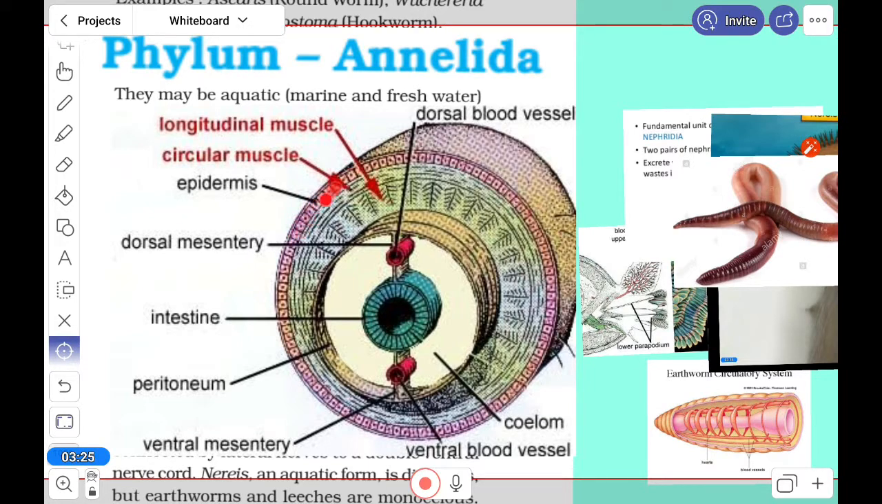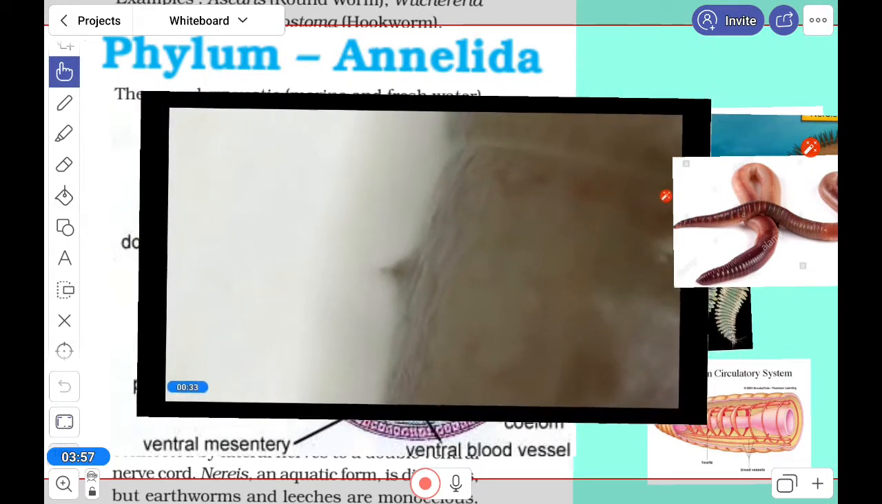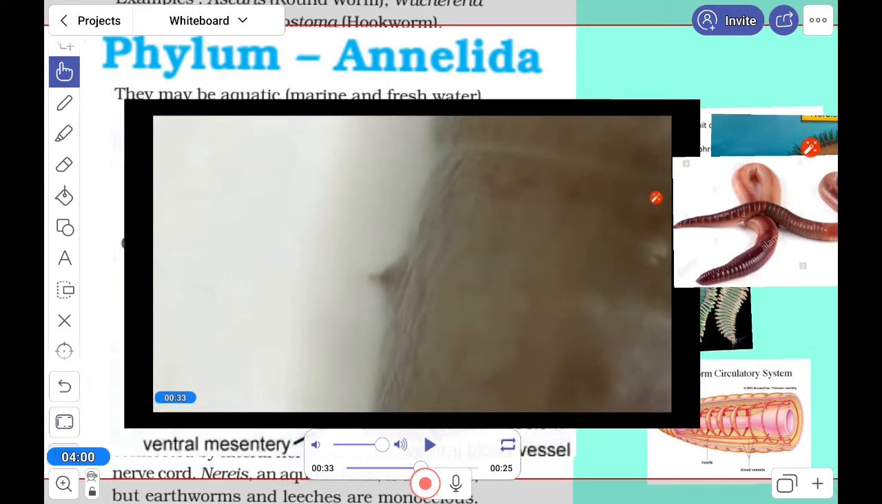So the epidermis with cuticle is the first layer. After that, you can see two different types of muscle. One is circular muscle, another is longitudinal muscle. Circular muscle helps in the contraction of the body, and longitudinal muscle for the relaxation. You know that movement is contraction and relaxation. We can see this movement in this one small video.